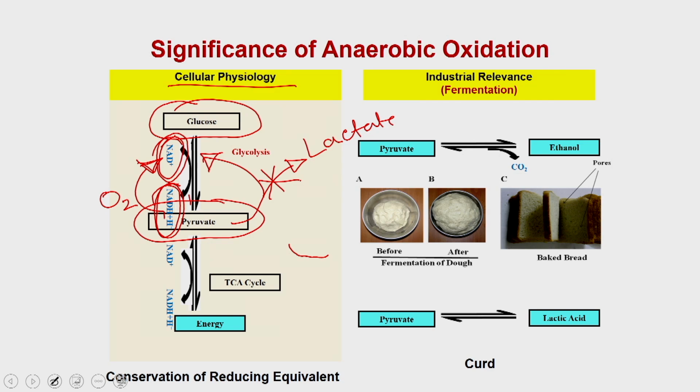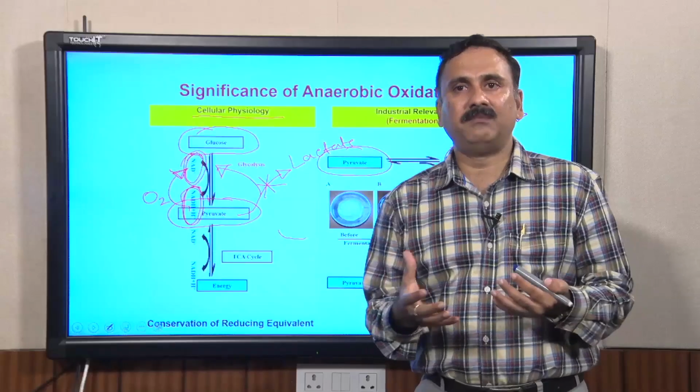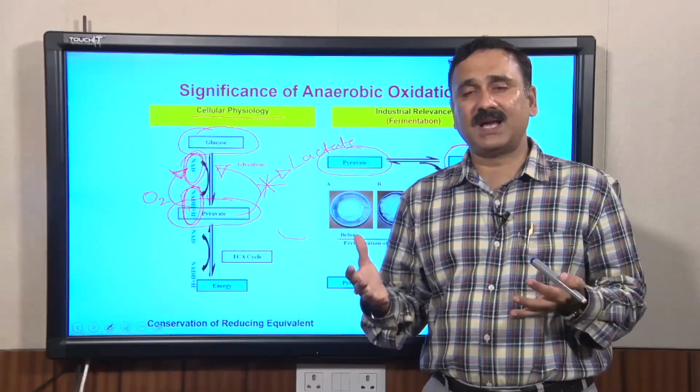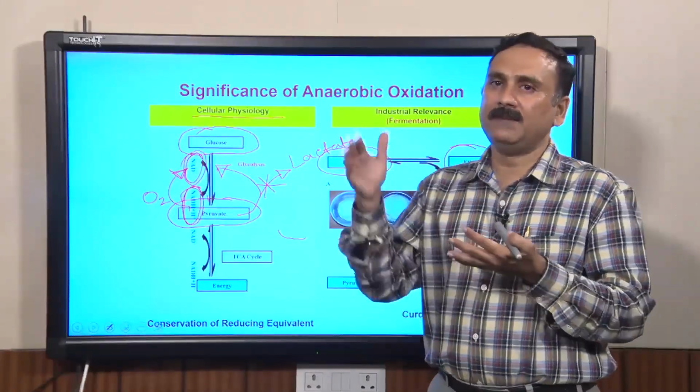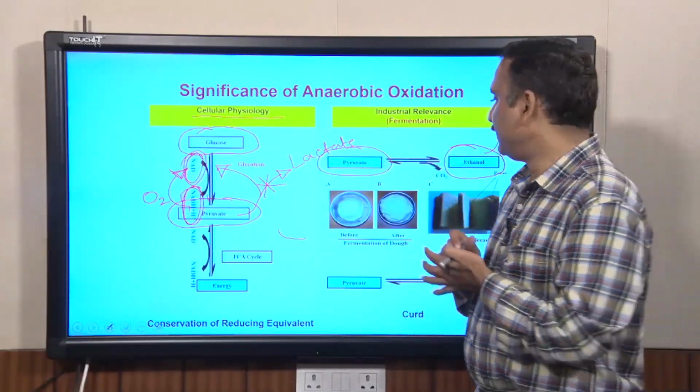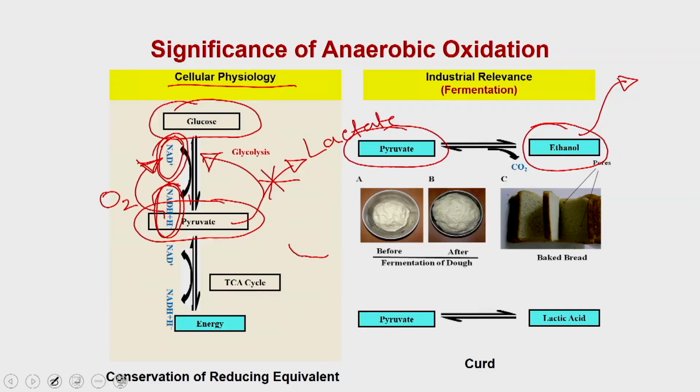What is the industrial relevance? The industrial relevance is that under these conditions, when the pyruvate is converted into ethanol, we are using this for producing alcohol. And one of the classical examples is that you can use the yeast as a molecule to run the alcohol production, or the other example is fermentation, where you are adding the yeast molecules.